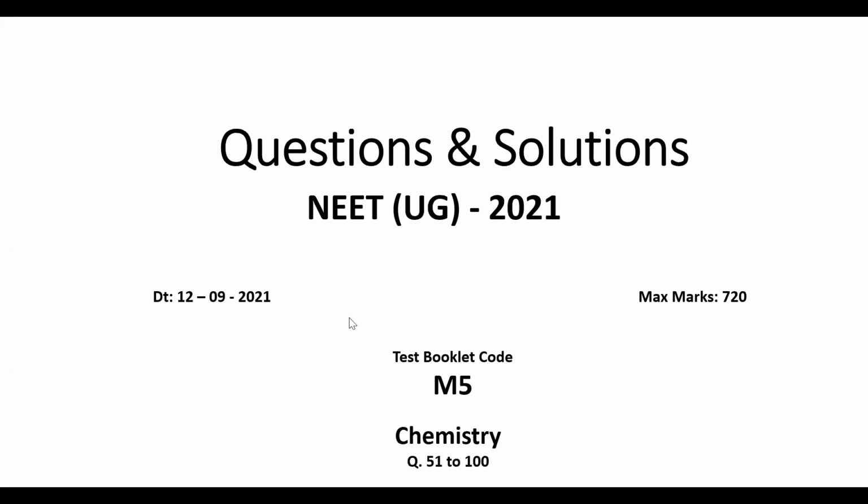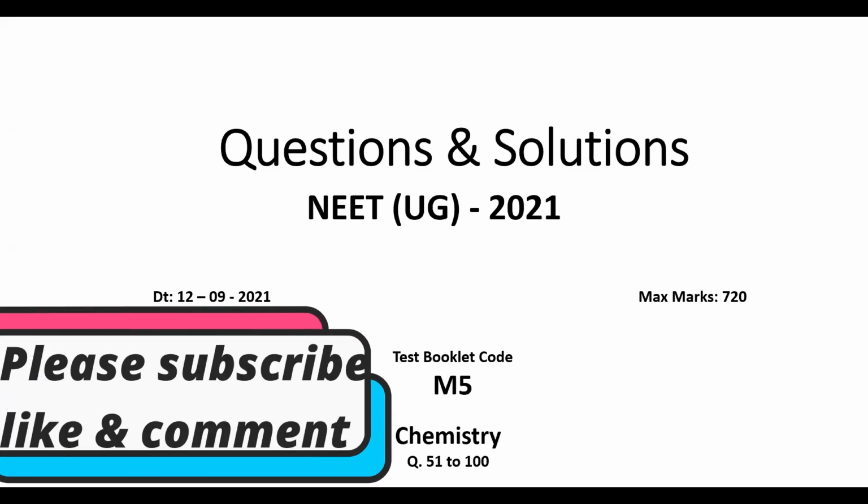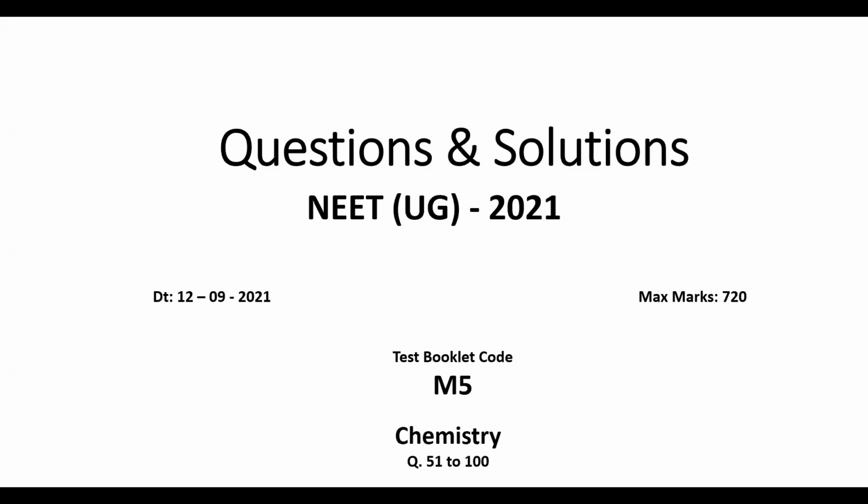Hi, my dear students. I came up with the NEET 2021 solutions for the chemistry part, and the test booklet code I'm taking is M5. In the test booklet code, chemistry questions start from 51 to 100, so a total of 50 questions are there. So that chemistry solutions along with the answer key we'll discuss today. So let us start.